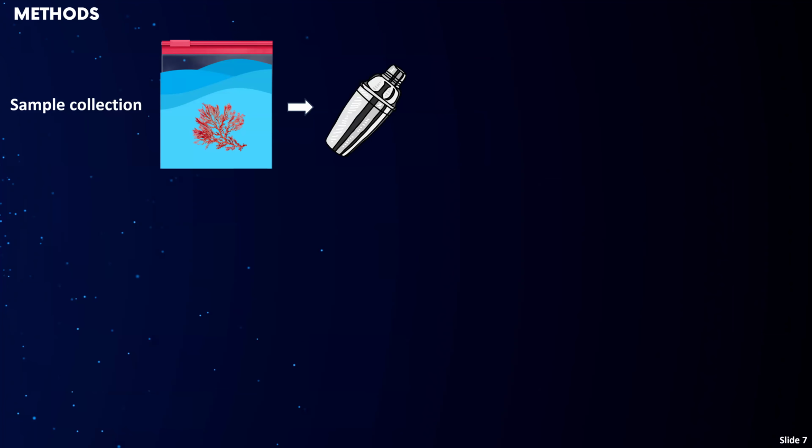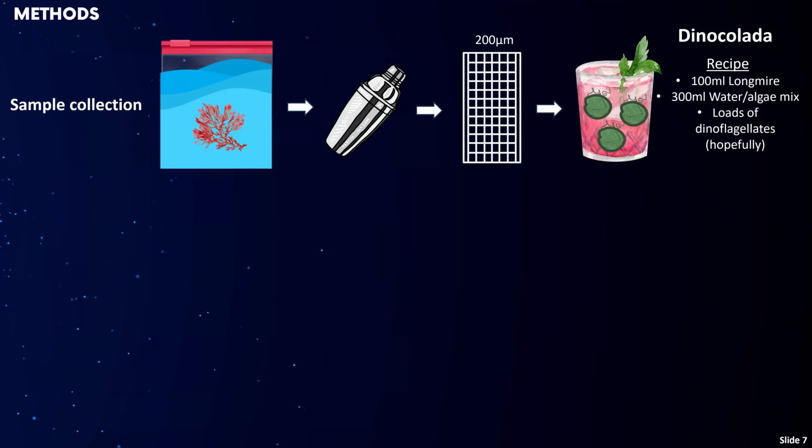Then it's important to get the dinoflagellates off the macroalgae. So we shake it like a cocktail, and then sieve it through larger micron filters. This should give us what I call a dinocolada, which is hopefully lots of dinoflagellates with our Longmire and water algal mix. And that's why a lot of my PhD money went on pineapples and rum.